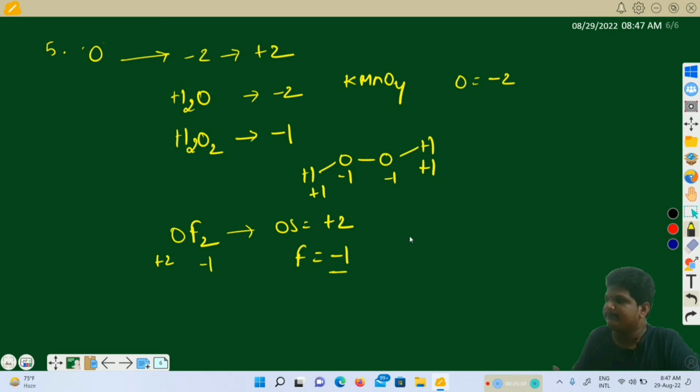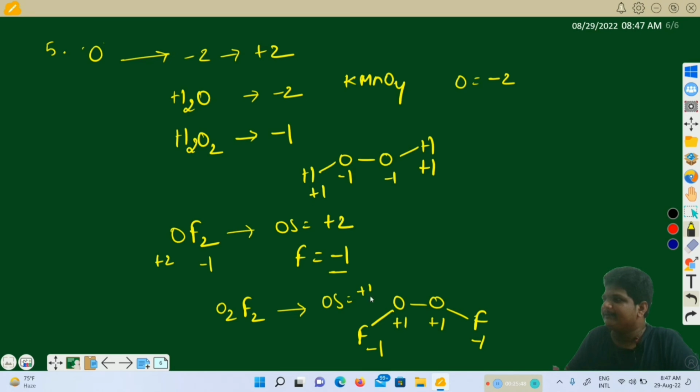Okay, if you consider O2F2, here we have fluorine, and here also we have fluorine. Each fluorine will have -1, so each oxygen will have +1. This is -1, this is +1. So the oxidation state is +1 for oxygen, and each oxygen will exhibit a +1 oxidation state.